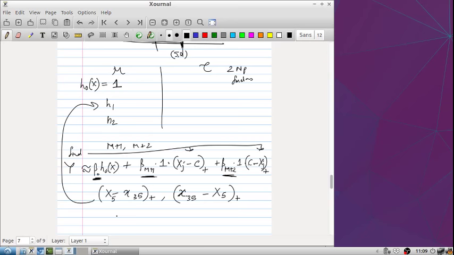I maintain a set of functions on this side. I have a set of what are called basis functions essentially, because they don't change. These are my most basic candidate functions. I'll always look at products of them.